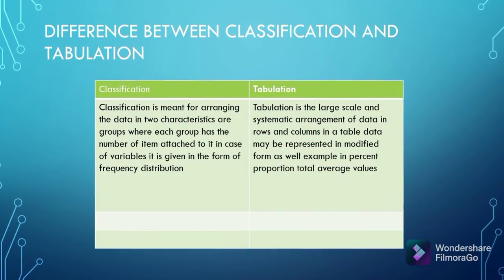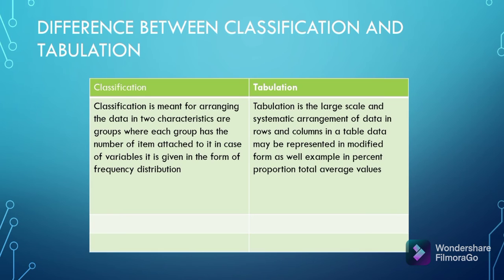The main difference between classification and tabulation: classification is meant for arranging the data into characteristics or groups, whereas each group has the number of items attached to it. In case of variables, it is given in the form of a frequency distribution. Whereas tabulation is the logical and symmetric arrangement of data in rows and columns. In a table, data may be presented in a modified form as well, for example in percent, proportion, total or average values, etc.